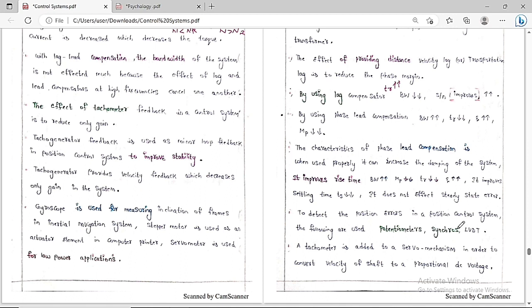So in simple words, I can say the potentiometers, the synchros and the LVDT are basically used for calculation of the position errors in the case of position control systems. So we can say that these potentiometers, synchros as well as the LVDT are basically used to detect the position errors in the case of the position control system.